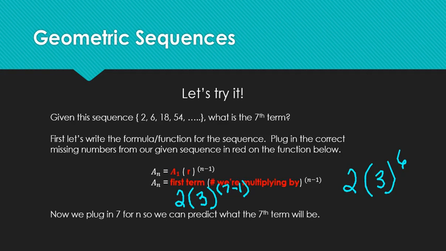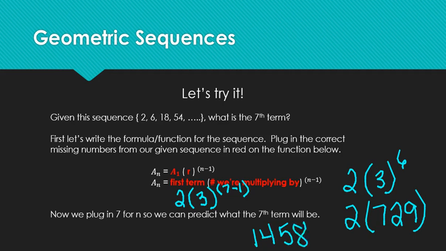Give me just a second. That is 729. So 3 raised to the 6th power is 729. So then we'd still have to multiply it by 2. So I would get 1,458.